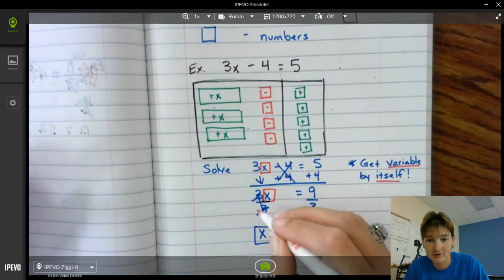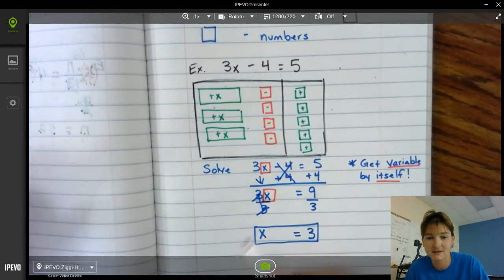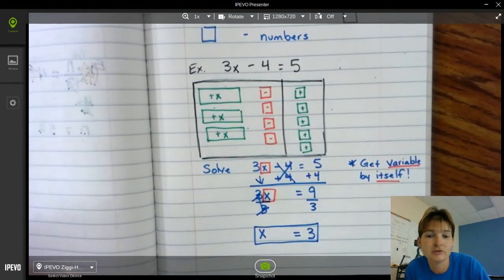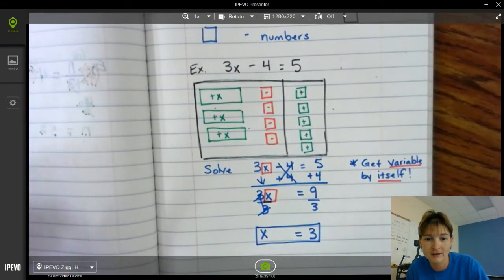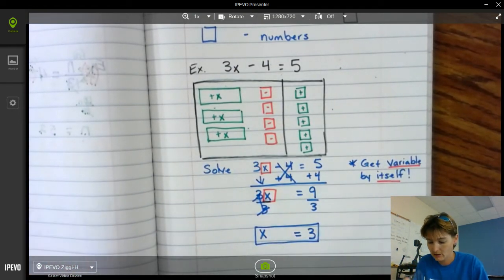And when we do the 3 divided by 3, that gives us the 1 whole x. And when you're writing 1x, you do not have to put 1 in front of it. X alone represents 1x. Okay?